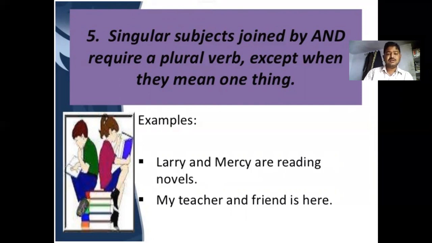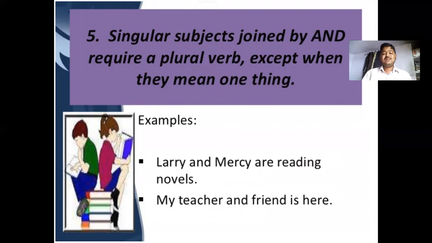Look at the example: Larry and Mercy are reading novels. Larry is a singular subject and Mercy is a singular subject. But we are adding them with the conjunction and, and it becomes plural. So we have to add are regarding the subject agreement.